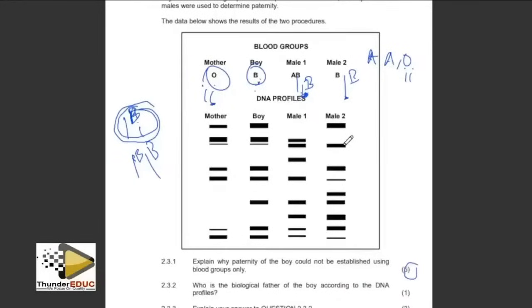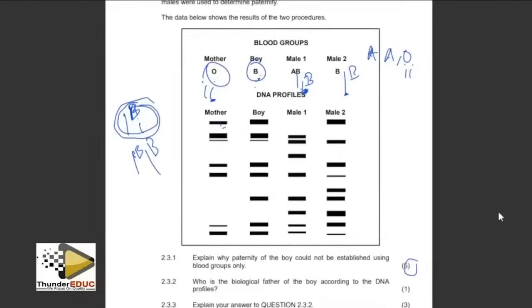Remember, all the genes that this boy or this baby is having come from mother and father. So if you take out all the mother's genes, because the mother is known, the remaining bands of this boy must be those of the father. Let me show you what I'm trying to say. This mother, okay, this one is not for them. Yes, this one is corresponding. This one is out. This one corresponds. All right, this one corresponds.